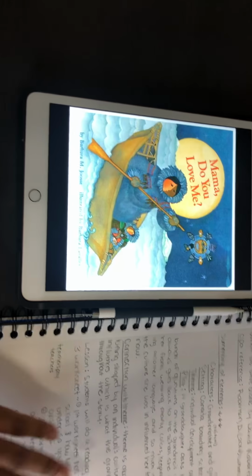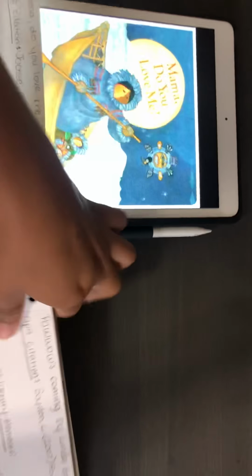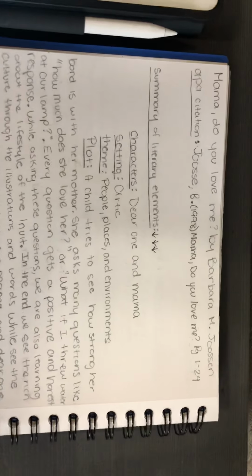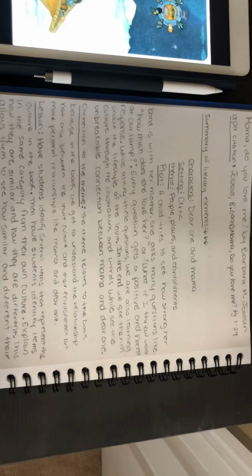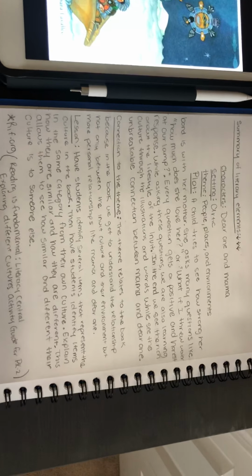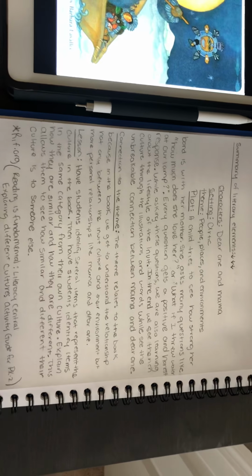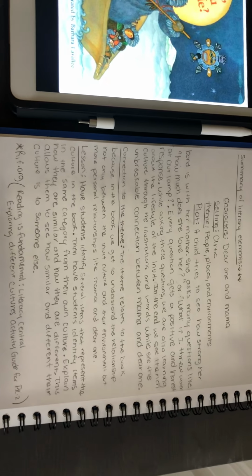The second book was Mama, Do You Love Me? by Barbara M. Joosse. So that's my APA citation. And then for summary of elements, the characters, they did not have names. They were Dear One or Mama. The setting took place in the Arctic. The theme was people, places, and environments.